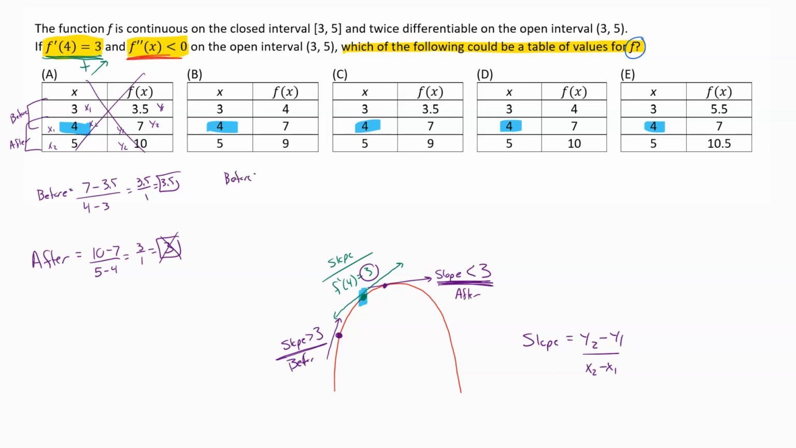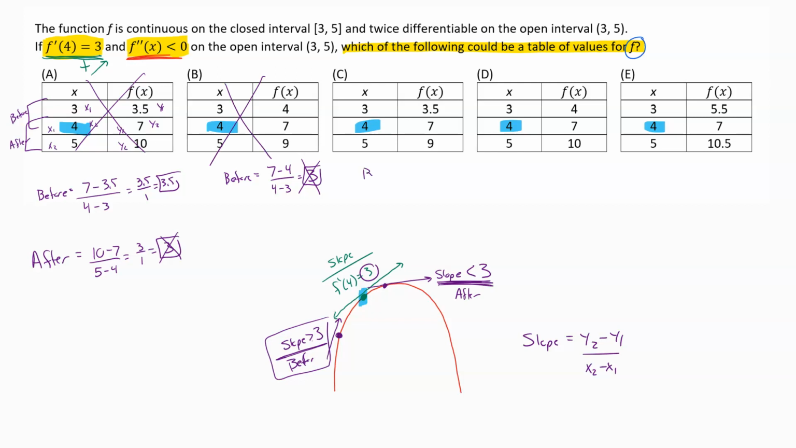So on this next one, the before, y2, 7, minus y1, 4, over x2, 4, minus x1, 3, we get a 3 out. So the before, again, there's no equals here. That slope has to be strictly greater than 3. And since that's equal to 3, that's not what we want either. So B is off the table right now.